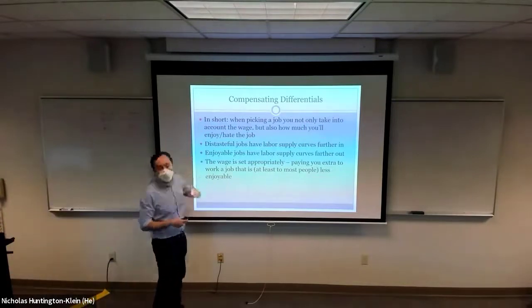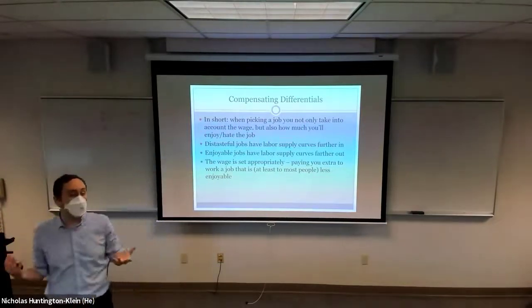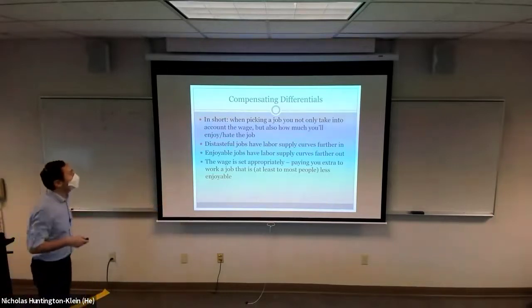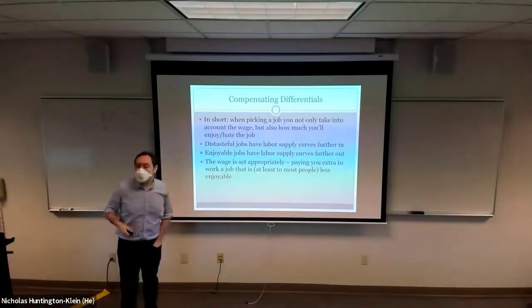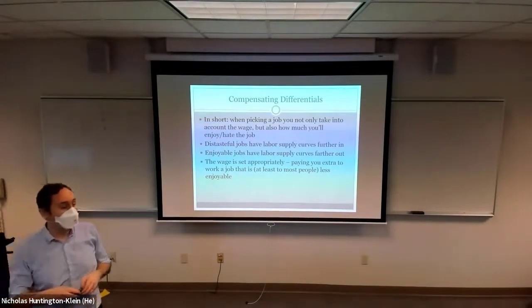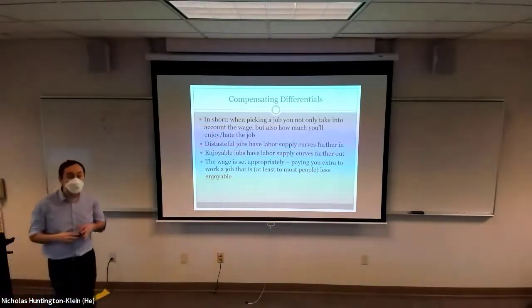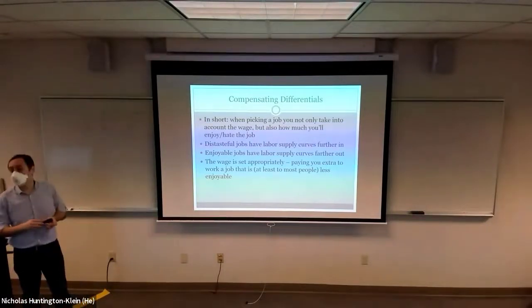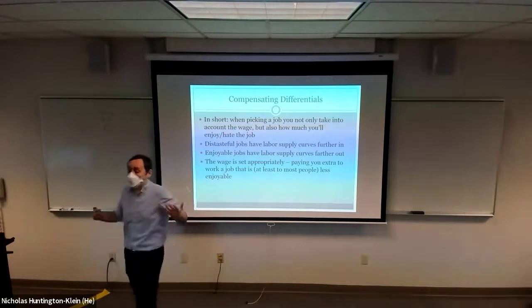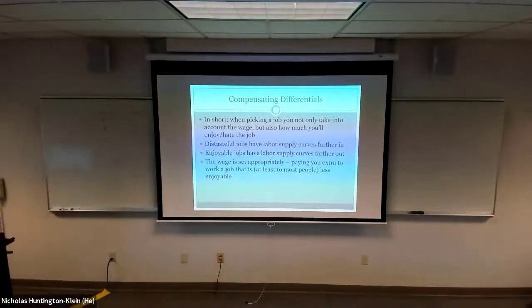So in short, when you are picking a job, right, this mechanism is all about what jobs people will accept. Okay? You don't just take into account the wage. People tend to think that economists assume that people try to make as much money as they possibly can for the rest of their lives. That's not true. We assume that people try to pursue their goals, but there are many different goals besides just money. This can include how much you enjoy doing your job, how good you feel about it.